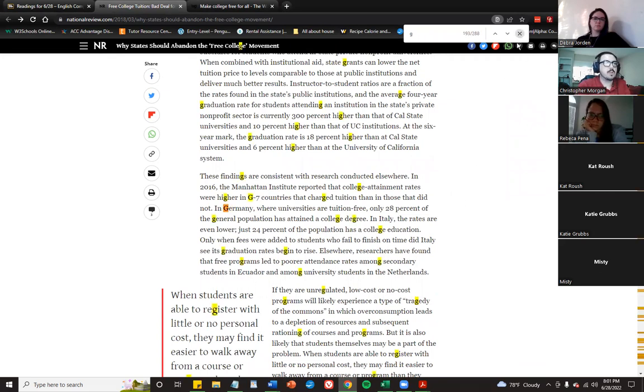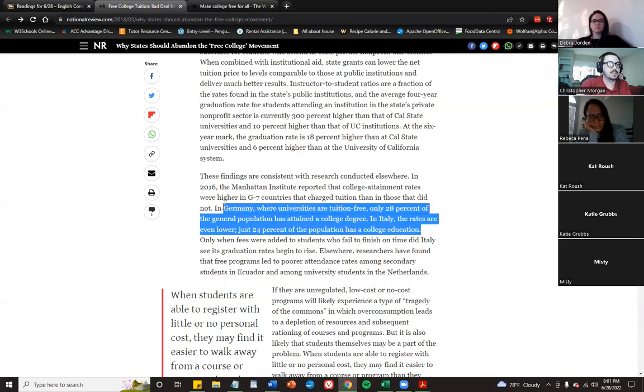Says in Germany, where universities are tuition free, only 28% of the general population has attained a college degree. In Italy, rates are even lower. Just 24% of the population has a college education. And again, where are you getting this information? Is this from the Manhattan Institute report?